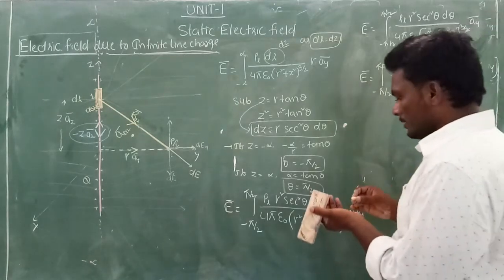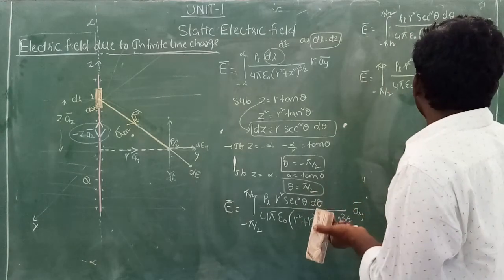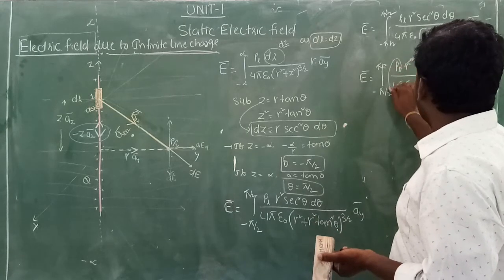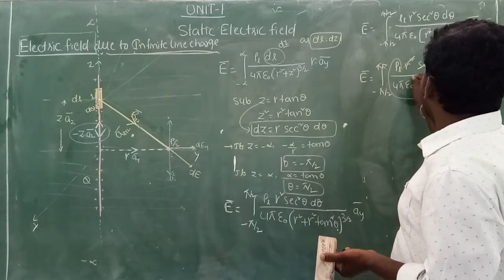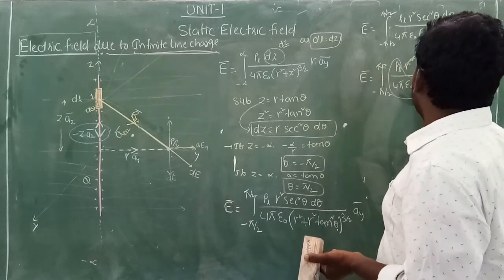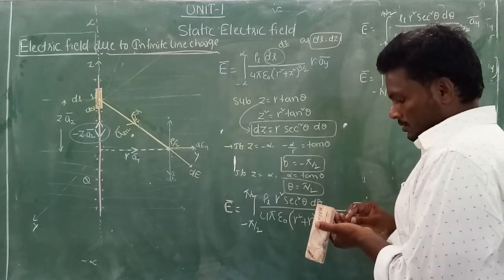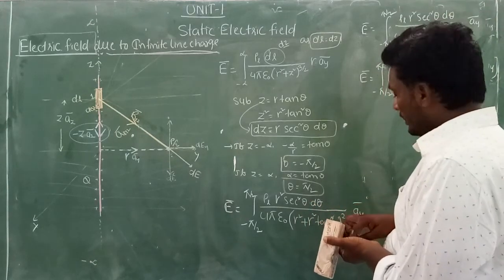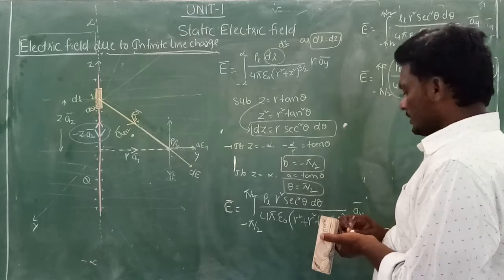So what are the constants here? We are doing the integration with respect to theta. So that's why rho L by 4 pi epsilon naught up to here is a constant term, and we are left with 1 by secant theta. 1 by secant theta is equal to cos theta. Integration of cos is sin.